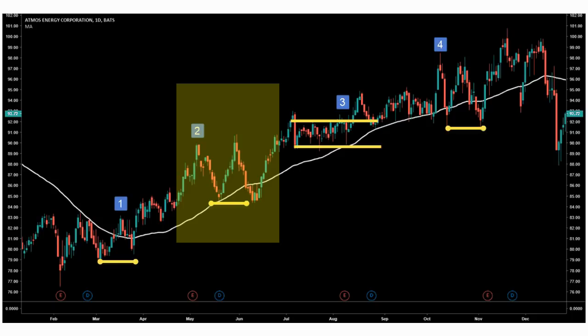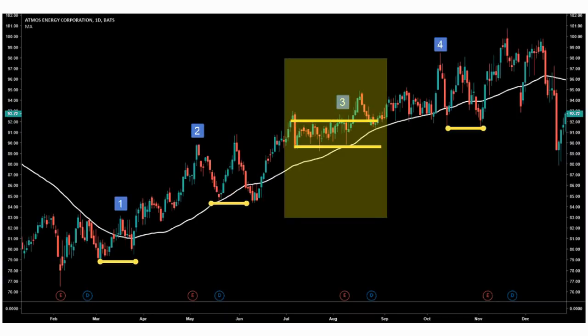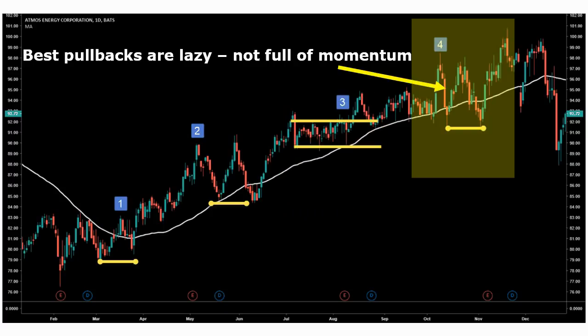Now, this zone here has 2 trades, and the second one pulls back into the average plus the previous swing low. At number 3, price forms a trading range, but the lower shadows and the subsequent basing just below resistance points to more upside. And number 4, this corrective decline to the average is full of momentum.